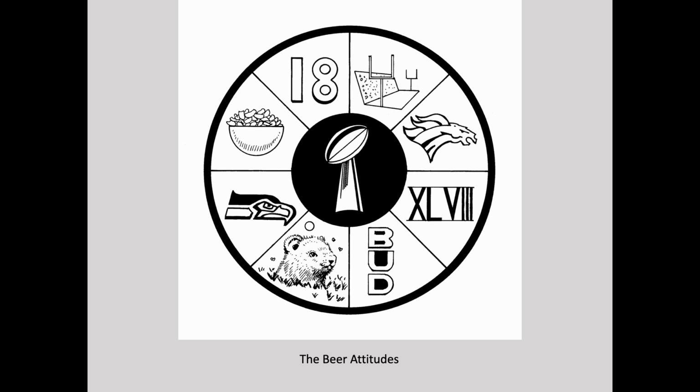I called this the beer attitudes. So instead of a crown of life in the center, you've got the Super Bowl trophy. You've got the icon for the Seahawks and for the Broncos. You've got, who's 18? Of course, Peyton Manning, right? Bullet chips. You've got the Bud. And then you've got Punxsutawney Phil, because it was also Groundhog's Day.